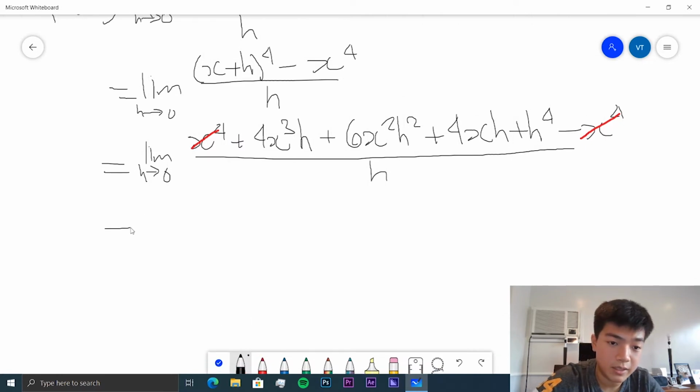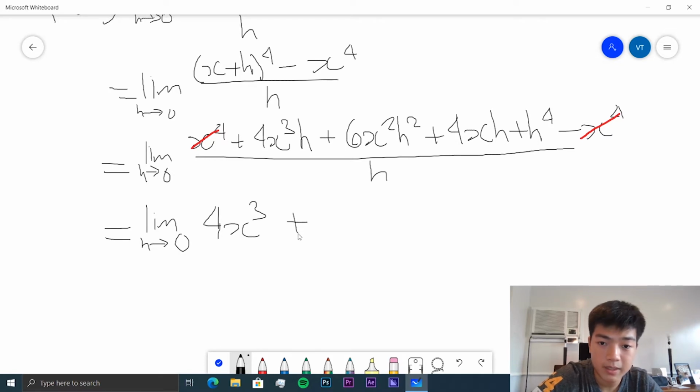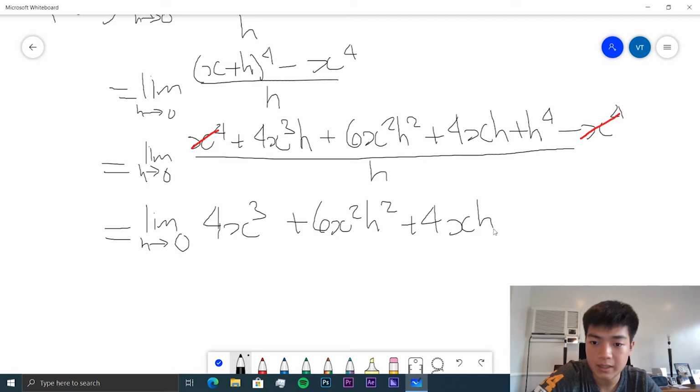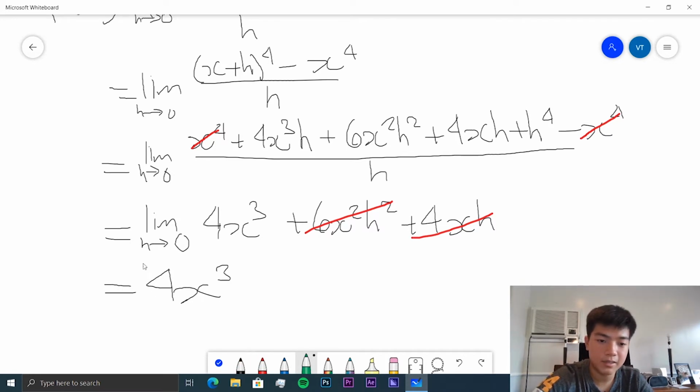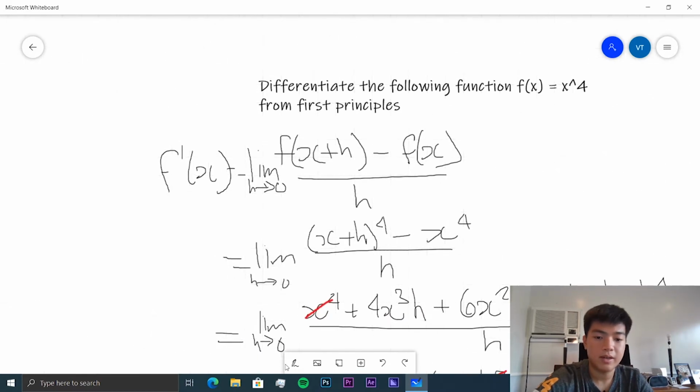So this is equal to the limit as h tends to 0 of 4x cubed plus 6x squared h plus 4xh squared plus h cubed. And so the neat thing here is we can now use limit rules. As h tends to 0, these terms will tend to 0. So we're just left with 4x cubed. So that is the derivative from first principles. Very nice. Okay.